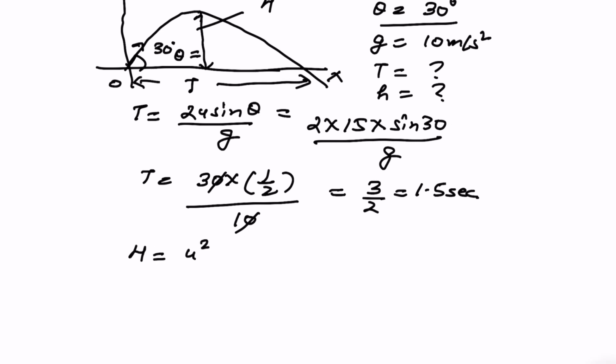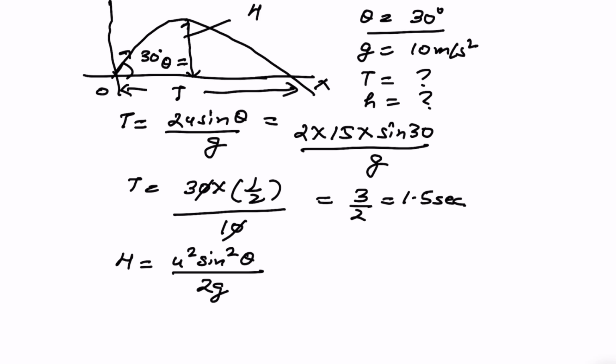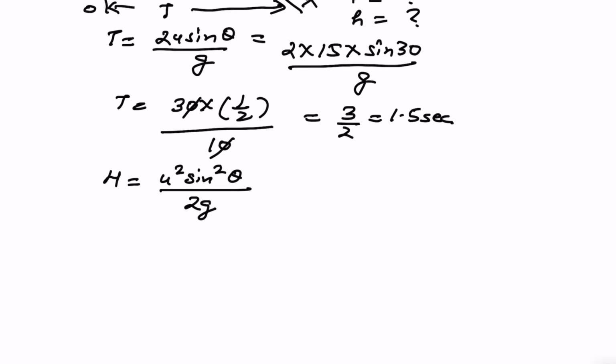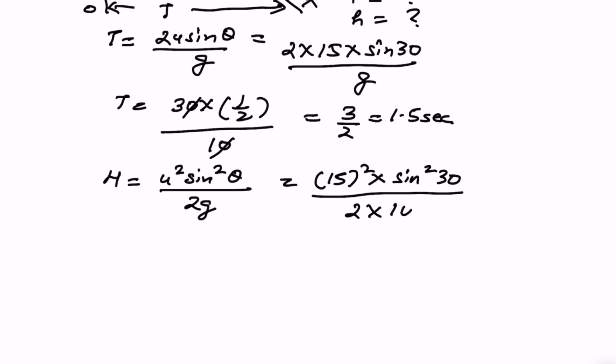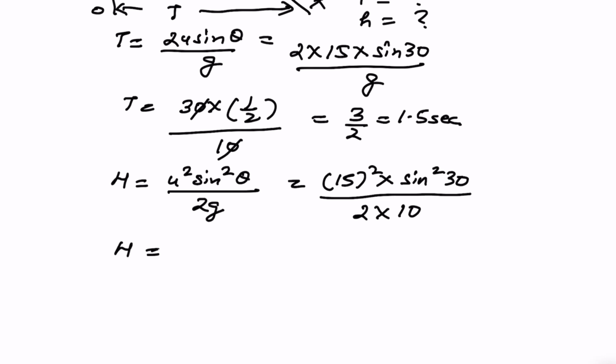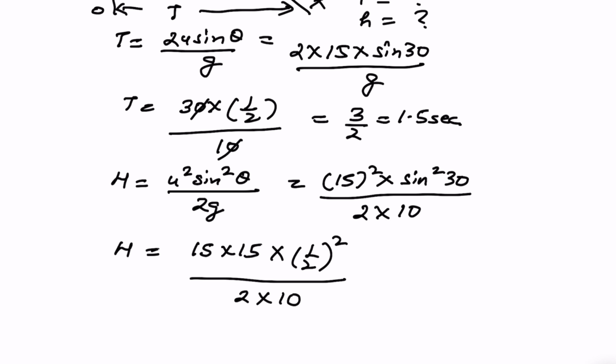Now the second part is the maximum height. The formula for maximum height is given by u square sin square theta divided by 2g. What is the value of u given to us? The value of u is 15. So here it is 15 square into sin square 30 divided by 2 into g. How much is the value of g? 10. So the height will become 15 into 15, the value of sin 30 is half, so half square, divided by 2 into 10.